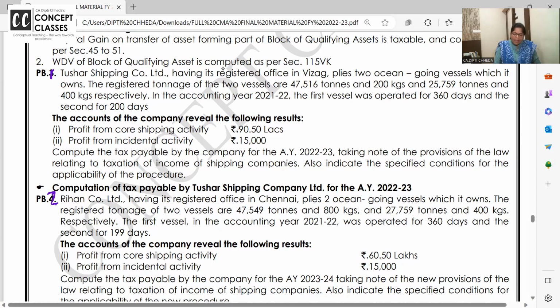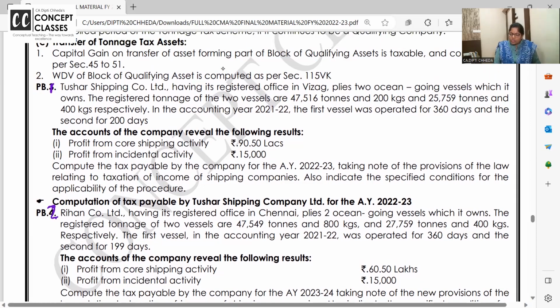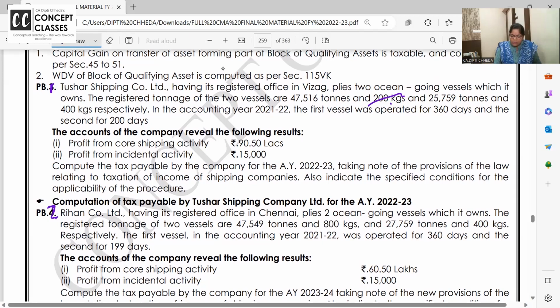Tushar Shipping Company having its registered office in Vizag. It has 2 ocean-going vessels which it owns. Registered tonnage of the vessel is given. Now this one is 47,516 tons and 200 kg. So ignore the kg. 516, how much will we take? 47,500.